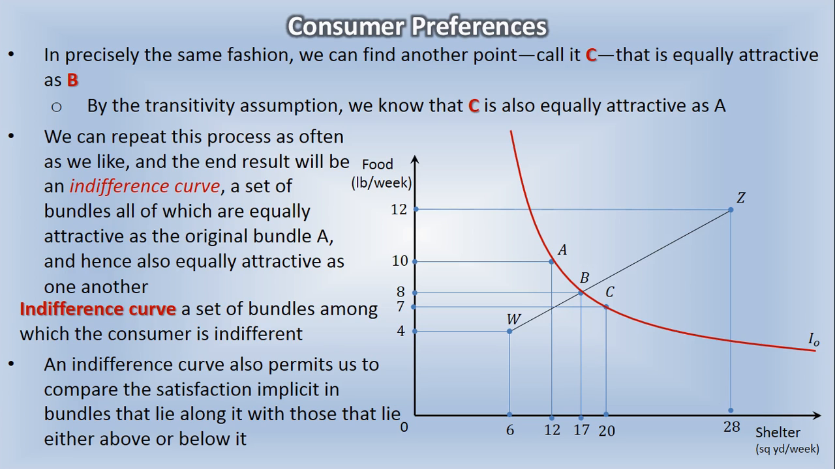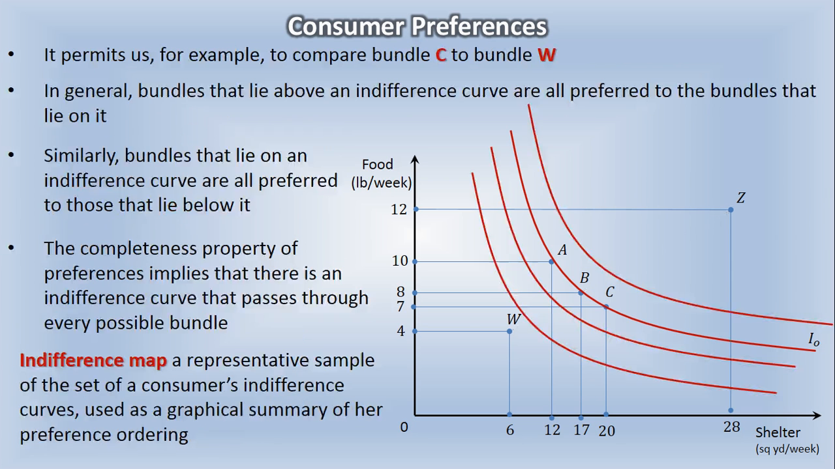And then we can use these properties of this preference ordering to represent those preferences graphically via indifference curves and an indifference map. So an indifference curve, again, if you have the two goods, in this case food and shelter, is a set of bundles among which the consumer is indifferent. So along an indifference curve, you can have a combination of food and shelter up here that has a lot of food and a little bit of shelter, and then a combination down here that has a little bit of food and a lot of shelter, and the consumer will be indifferent between the two, meaning that they are equally preferred by the consumer.